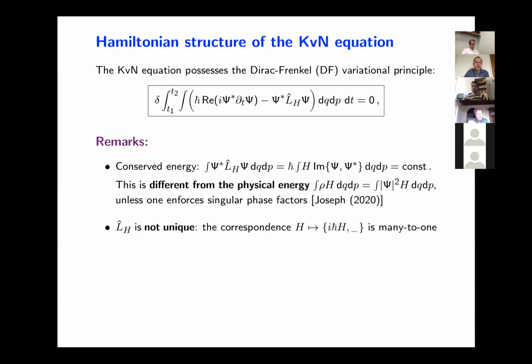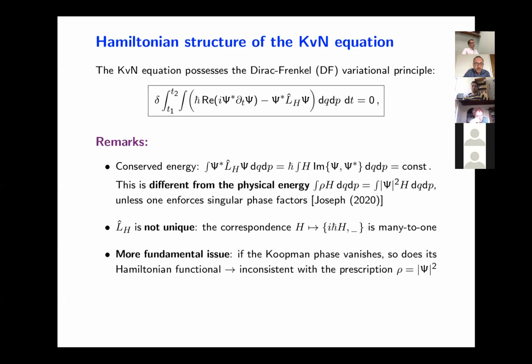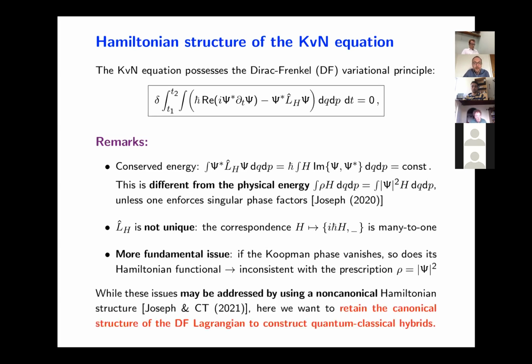Another minor point, if you like, is that the Liouvillean is not unique because it's defined up to constants. And a more fundamental issue is that, due to how this total energy is written, if the Koopman phase vanishes, so does its Hamiltonian functional, which is inconsistent with the prescription rho equals psi squared. So, I mean, we are working on addressing these by using non-canonical Hamiltonian structures, but quantum mechanics is canonical, and therefore we would like to restore the canonical structure here. So here's the problem. How do we actually do it?